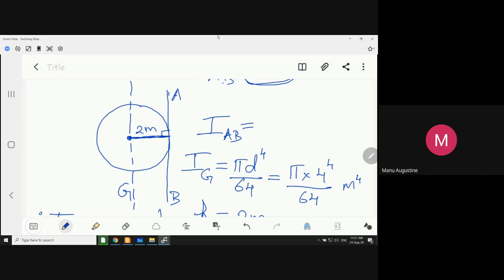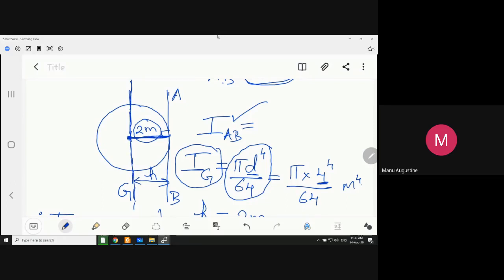Once you draw a centroidal axis parallel to AB, the distance h between these two parallel axes simply becomes the value of the radius. It is 2. Now I_AB has to be calculated, but I_G being a standard formula, pi d raised to power 4 by 64, this is already known to you. And since the radius is 2, the diameter will be 4. So pi into 4 raised to power 4 by 64 meter raised to power 4 is the value of I_G. Or in other words, the area moment of inertia of the circle about the G axis is pi d raised to power 4 by 64.